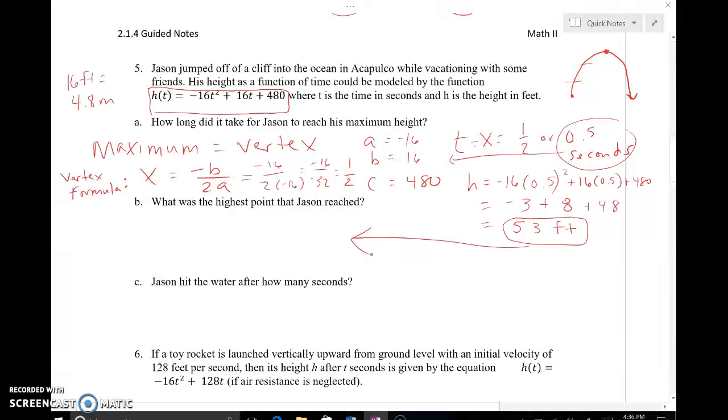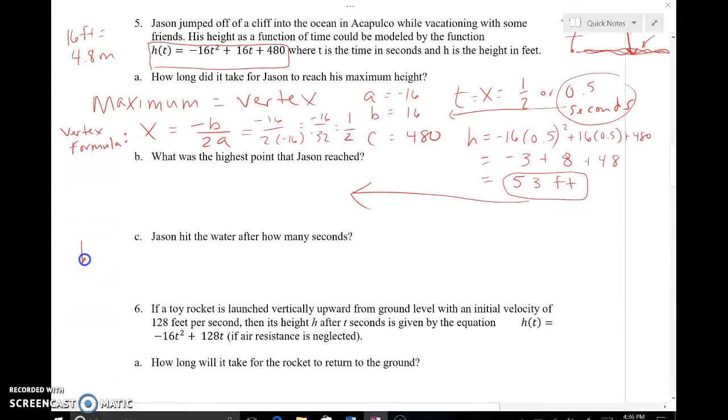Next, Jason hit the water after how many seconds? One of the important things to realize, and we'll go back up here and look at our picture, is that if the cliff is somewhere here, and Jason jumped up and then continued down, the water is right around here. Well, what's the height of the water? The height of the water is 0. So what I'm trying to figure out is how long it took for him to reach a height of 0. So h is my height, and I'm going to substitute 0 in for h and solve for t. Essentially, I'm solving this quadratic equation.